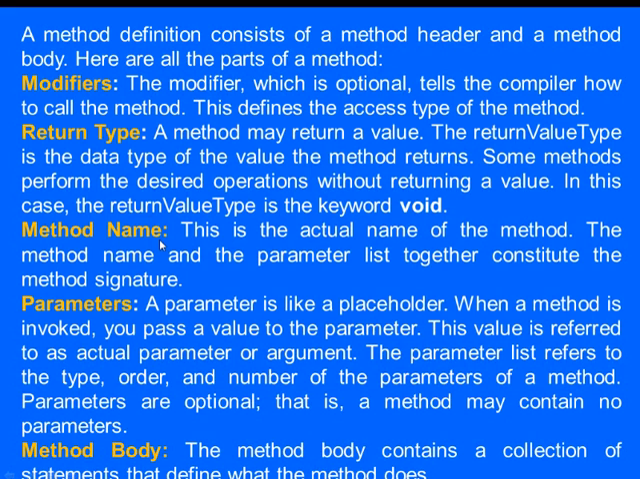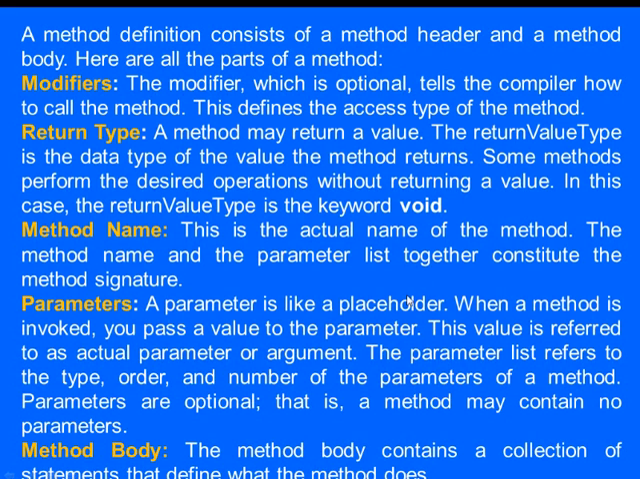Then we have the method name. This is the actual name of the method. The method name and the parameter list together constitute the method signature. So while naming a method, we have to follow the syntax rules of the identifiers. All these rules are applicable to the method name.